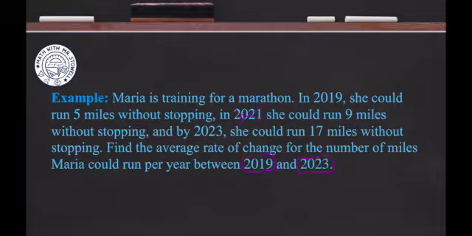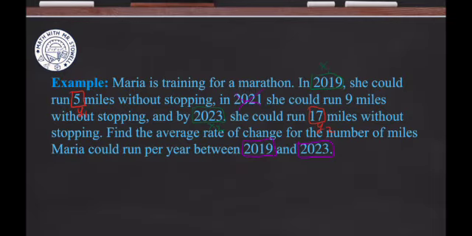So 2019, remember, years are independent. This would be our x1, and 2023 would be our x2. And the miles depends on what year it was. Some years she was able to run farther than other years. So this 5 miles is going to be our y1. This 17 is going to be our y2. Set up our equation. So we have 17 minus 5 on top, and we have 2023 minus 2019 on the bottom. 17 minus 5 is 12. And 2023 to 2019, that is a 4-year gap.